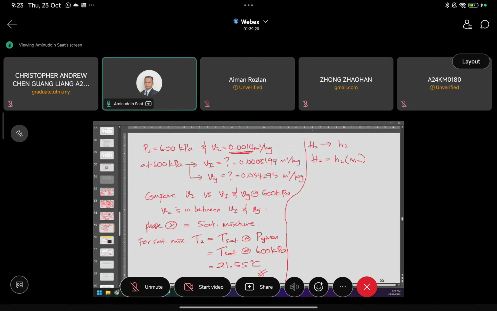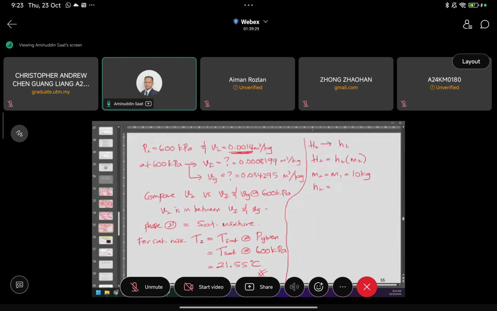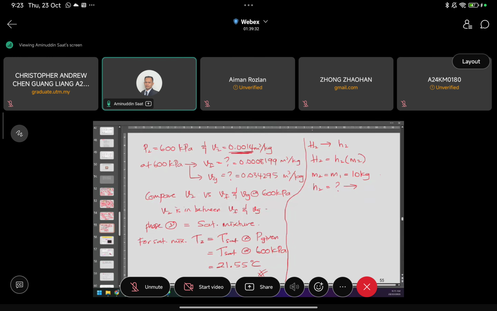Okay, you know that M2 equals M1, which is 10 kilogram. But how to find the H2? So you need to know what is the X2 because it is a saturated mixture. So you need to find the quality. So how to find the quality? I think the same like the previous step. So X2 you can find by calculating from the V2.